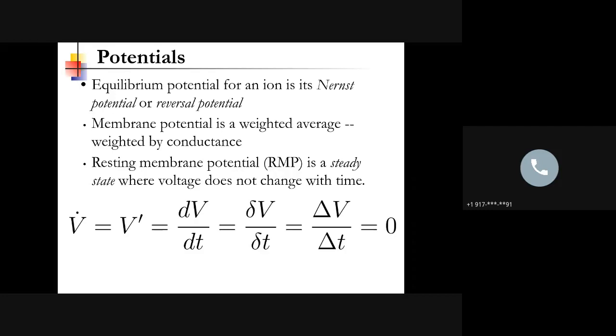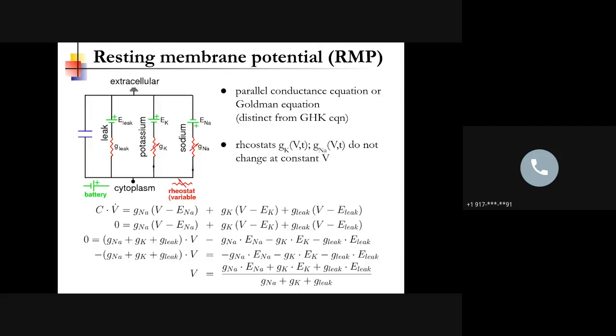That's great. Anyway, they are all zero. So dV/dt, V dot, V prime, all mean the same thing. Partial of V with respect to T, that's the Greek deltas. And delta V over delta T means the numeric solution, which we'll see in a little bit. So the resting membrane potential, how do we calculate it? Well, we use the parallel conductance equation, also known as the Goldman equation, which is actually different from the Goldman-Hodgkin-Katz equation, which if we end up having enough time, we'll get to at the end.